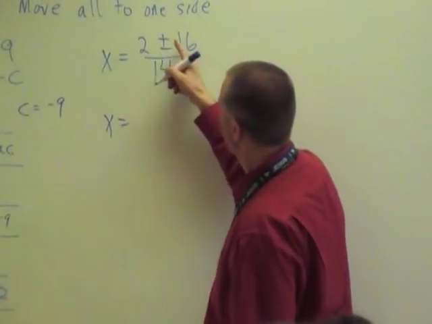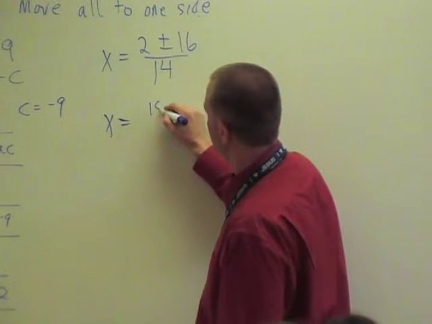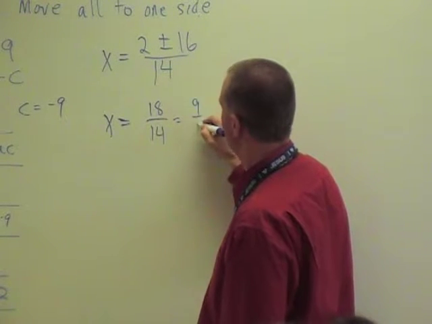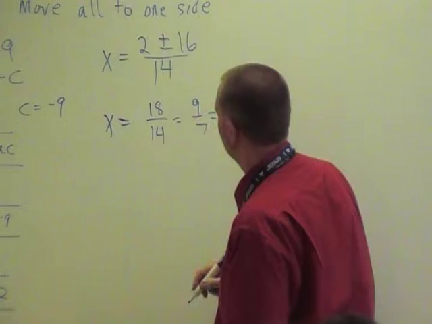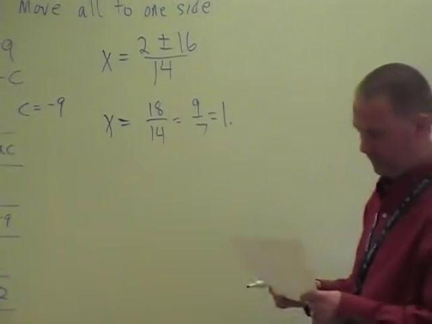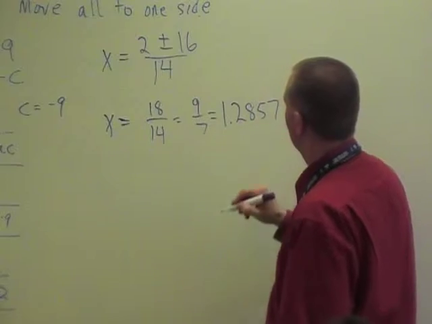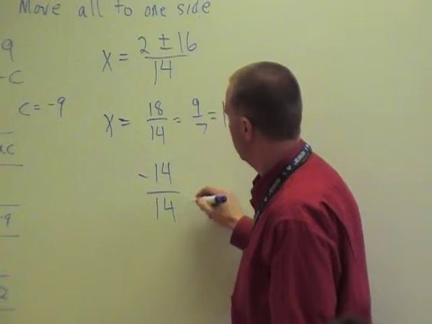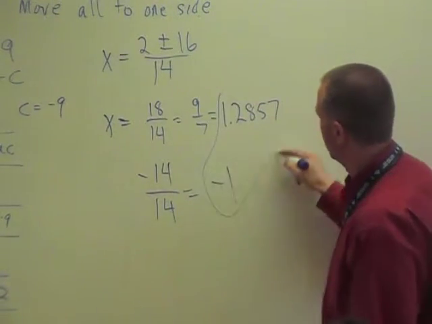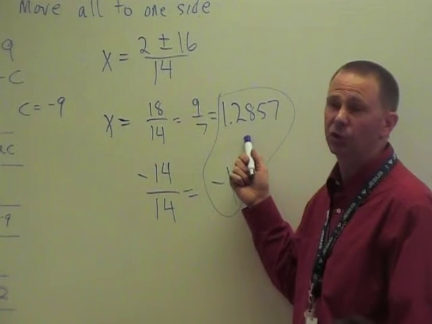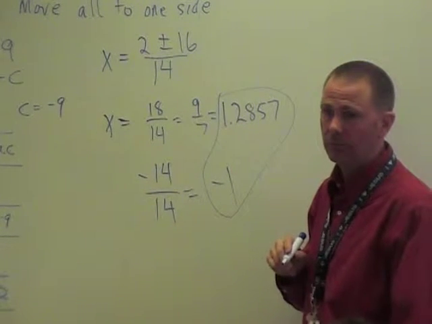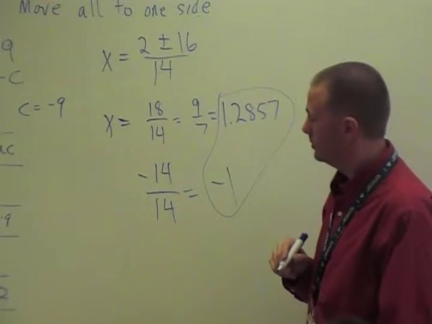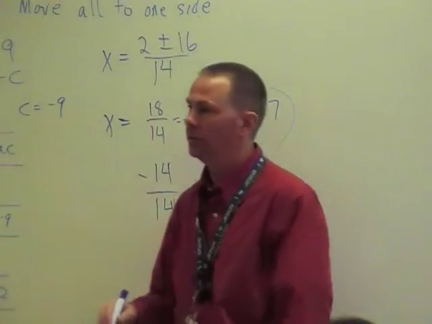So x equals 2 plus 16 is 18, 18 over 14, which is 9 over 7. Then on your calculator, what is that? Take it out 4 decimal places, please. 1.2857. And 2 minus 16 is negative 14 over 14, negative 1. So there are your zeros. Round it to what it tells you to round it to. How'd you get the 252 and then go to 256? 4 plus 252.